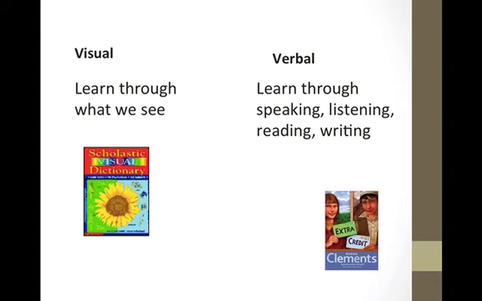First is the visual area, and this is when a person learns through seeing. Books that help promote visual learning would be a visual dictionary where different objects are defined not just with words but also with pictures. The second area is verbal intelligence.